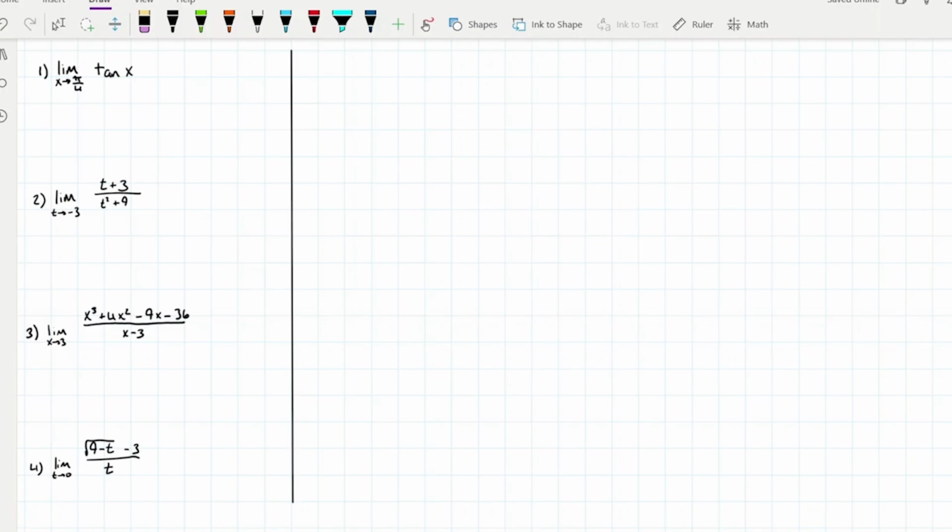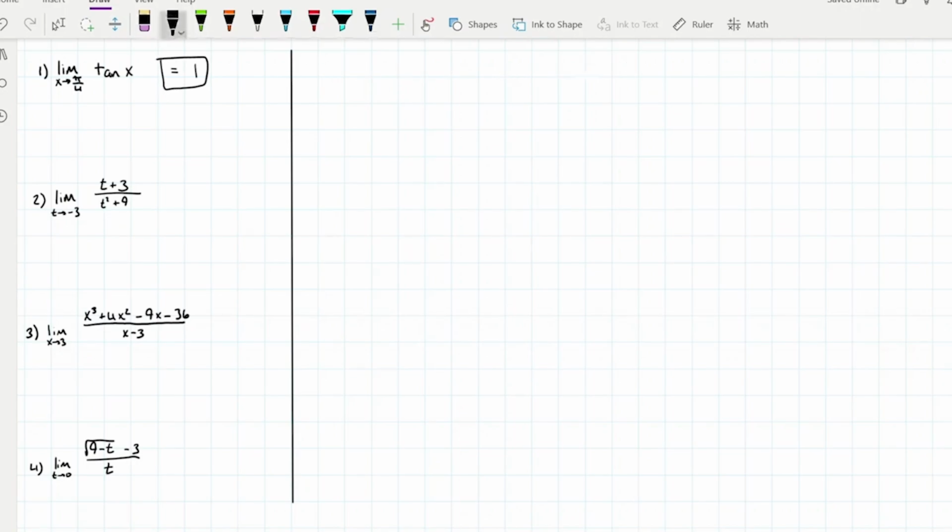For problem 1, and for any time when we're asked to find the limit, the first thing we want to do is plug in the limit we are evaluating to and see what we get. When we do this in the first problem, we can see right away that we can solve tangent of pi over 4 to get 1. So the limit of tangent of x as x approaches pi over 4 equals 1.